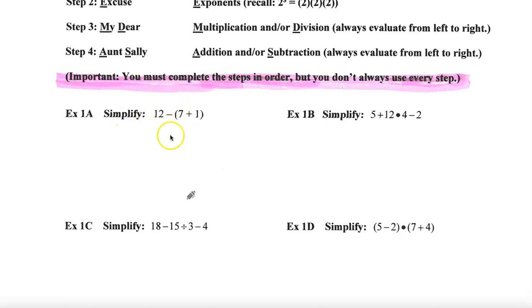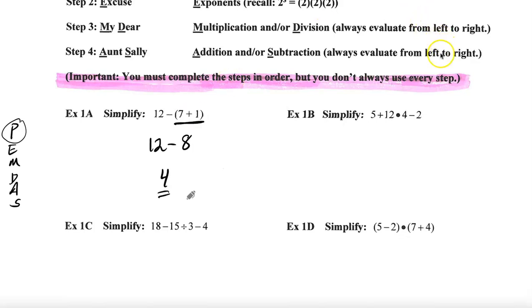So in this first example here, I do see a parentheses. Remember, it is PEMDAS. And the first one I see is parentheses. So we're going to have to simplify the parentheses first. 7 plus 1 is 8. So now we have 12 minus 8. And then we just subtract that. We have 4.